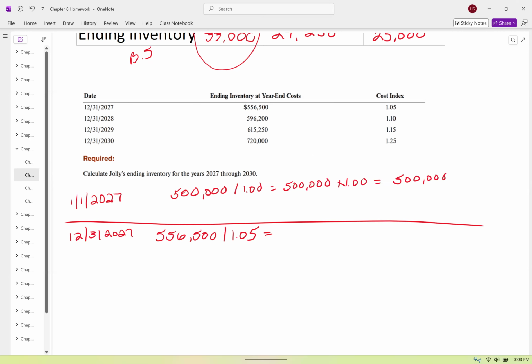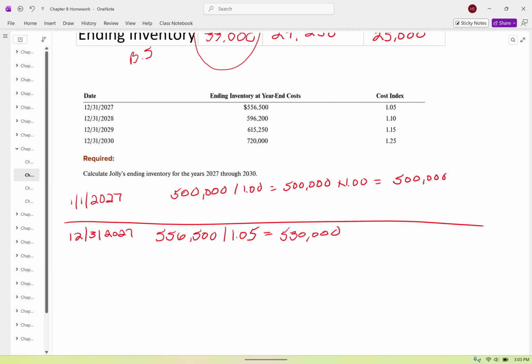My calculator went off. I'd already worked this, but I don't have it printed out. So if we take the 556,500 and divide it by 1.05, we're putting it in base year dollars. That gives us 530,000. Okay. So we're going to compare it to this base year.